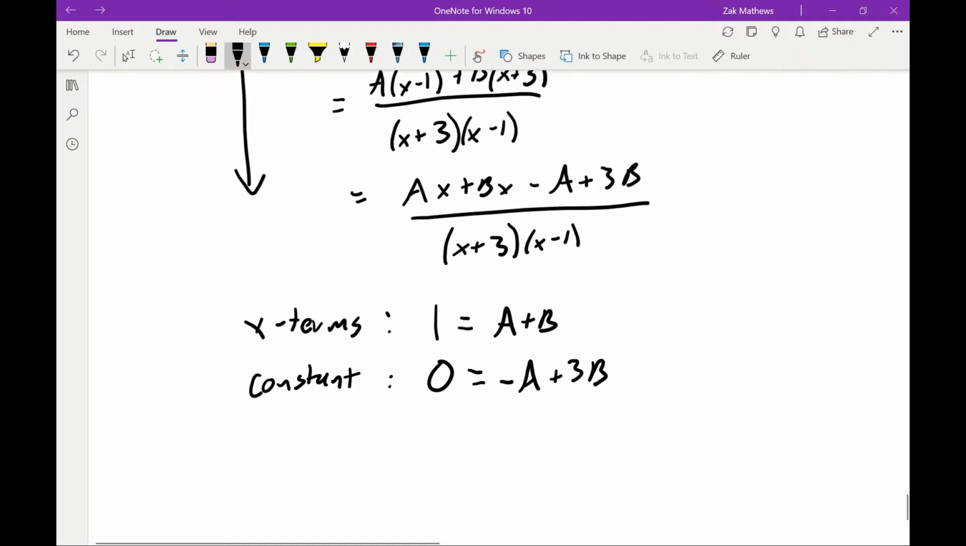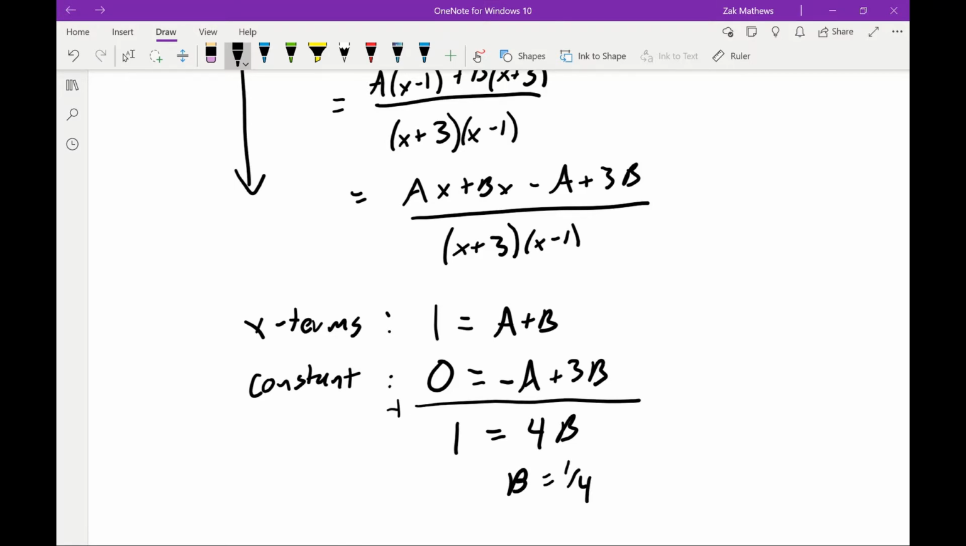Well, now we have a system of equations. We have a number of ways we can solve this: substitution, elimination, or turning it into a matrix and then solving it using a matrix. Any of those would work. It looks pretty easy for elimination right now. I'm just going to add these two things together. 1 is equal to 4b, and so b is equal to 1/4.